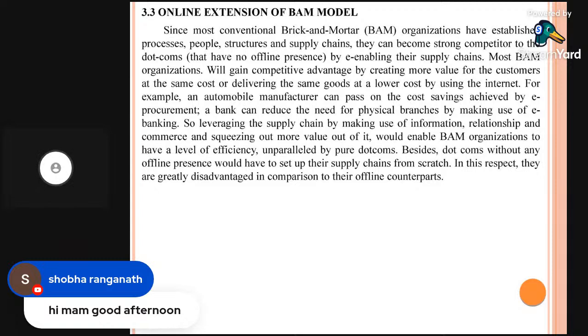BAM, brick and mortar, indicates organizations which have their physical presence. So we can say that the companies which are operating with both physical presence as well as online presence will have much more competitive advantage than those which are operating only through online operations. Say, for example, an automobile manufacturer can pass on the cost saving achieved by e-procurement, a bank reduces the need for physical branches by making use of e-banking, and then leveraging the supply chain by making use of information, relationship and commerce. All such things would enable the BAM organizations to have a level of efficiency which is unparalleled to the dot coms or the online business presences.